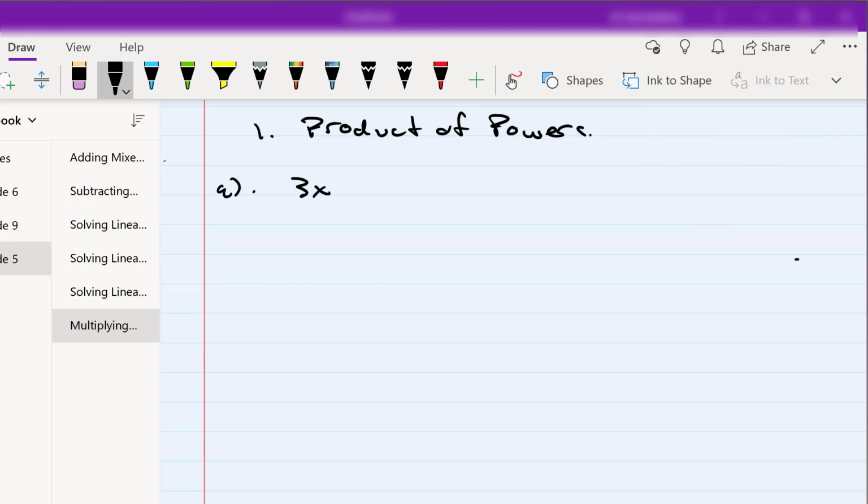Let us look at an example for product of powers. Suppose we had 3x to the 5th multiplied by x to the 7th. In order to do this, we can think of this as multiplying two powers. The first is 3x to the 5th and the second is x to the 7th.